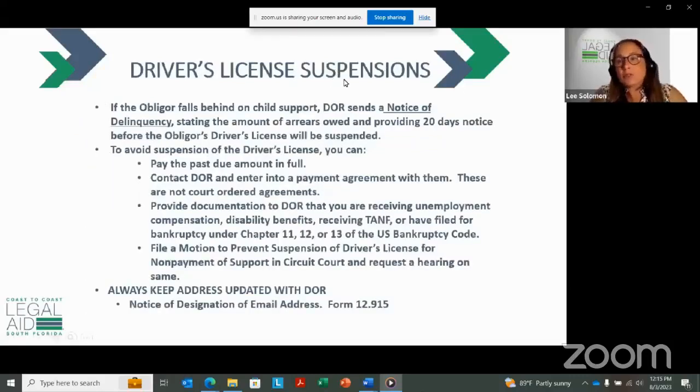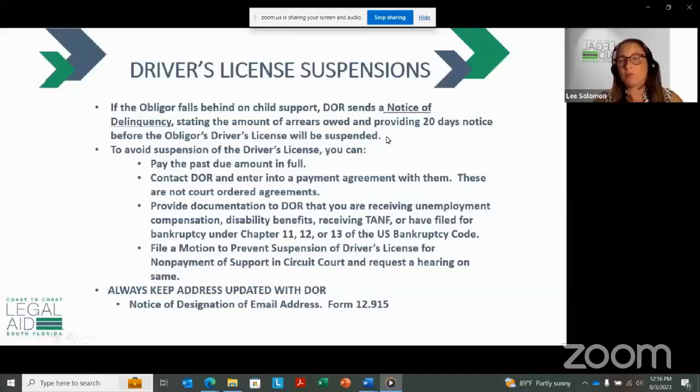So the most common one that we have people asking us about are the driver's license suspensions. So the way it works there is that if an obligor falls behind on child support, the department's going to send them a notice of delinquency stating the amount of arrears owed and providing them 20 days notice before the driver's license will be suspended.